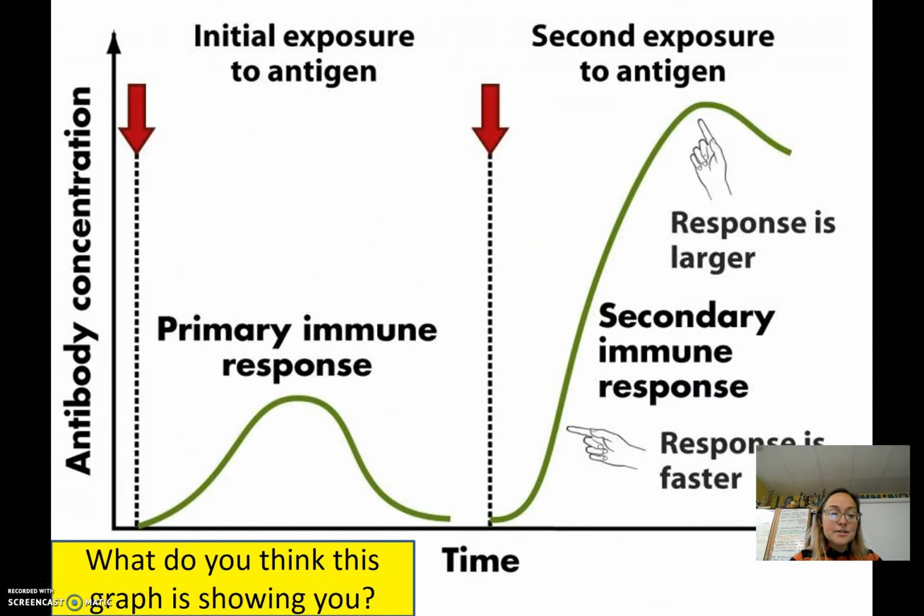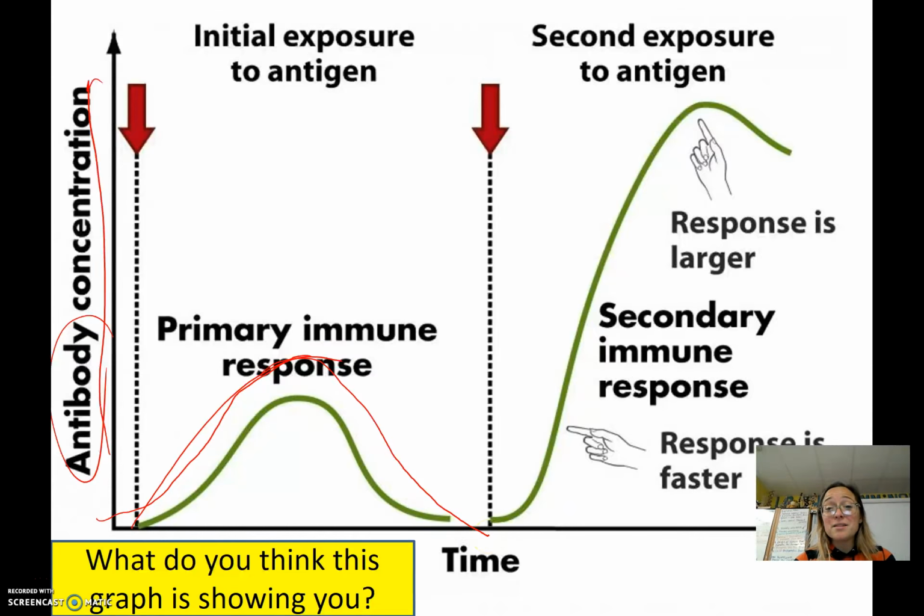Okay. And so with this graph, we can also see the first time you were exposed to a pathogen. This is measuring antibody concentration. So here you have your primary response. It takes some time to build up those antibodies. See antibody here. So eventually, though, once you've defeated the pathogen, that concentration goes down.